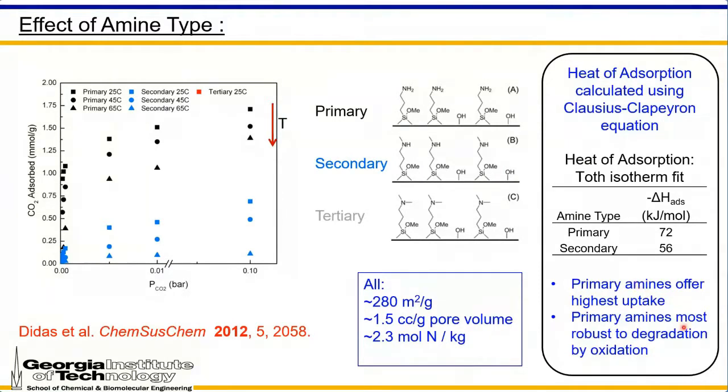And that's worthwhile because we've also found that primary amines are among the amines most robust to degradation by oxidation and other modes. You see, tertiary amines are not here. And that's because these amines require water to be present in order to absorb CO2 via chemical adsorption or via chemical reaction. And these isotherms were measured as a dry gas.